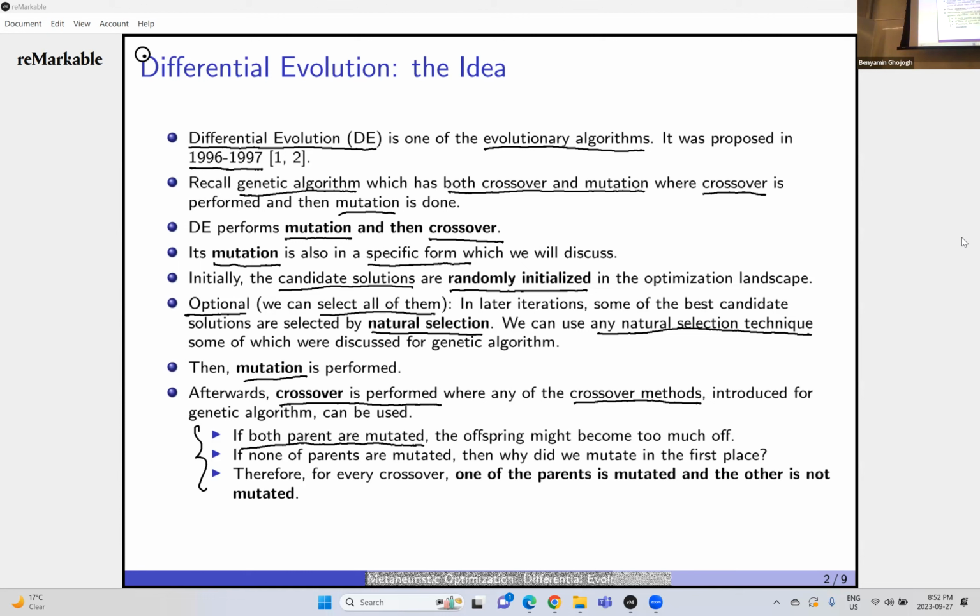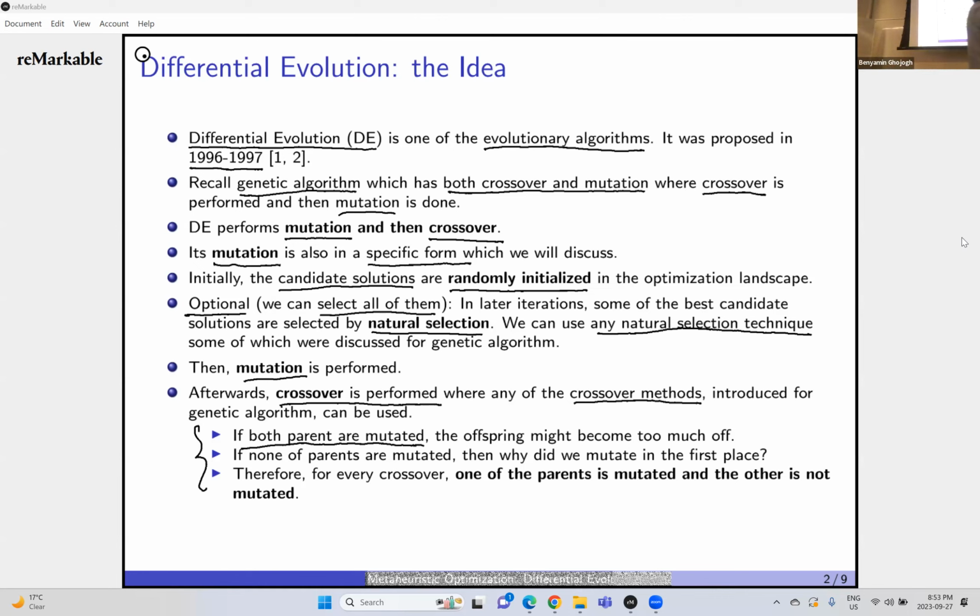If both are mutated, both are changed, it makes the child too much mutated. Because the mutation effect will be twice on the child, right? If both parents are mutated, the child will be mutated twice, kind of. We don't want to have that. The child will be very random this time. Okay, so that's not good.